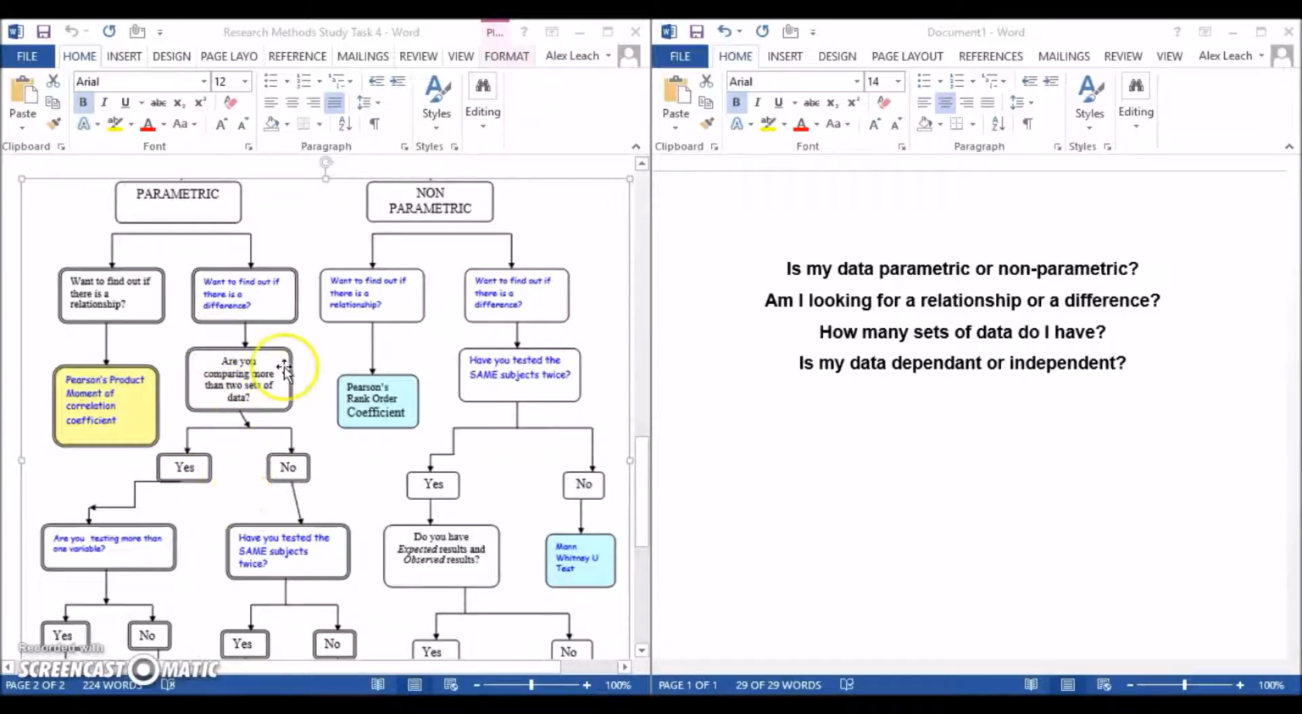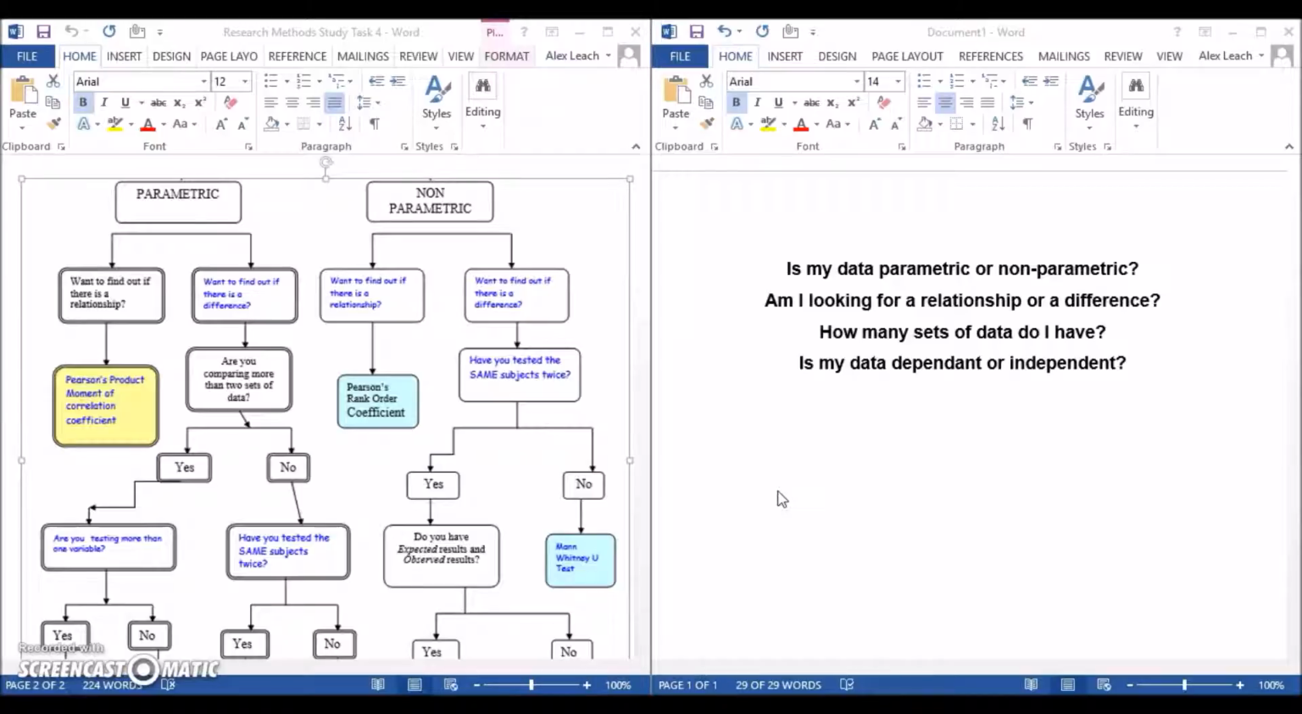So you're now moving on to this next bit. How many sets of data do you have? Well, you've got two sets. So you've got your participants to do netball shooting, then you've got them to do basketball shooting. Therefore, you have two sets of data. Due to this, you now know you need a t-test. So state that. You now know you need a t-test.